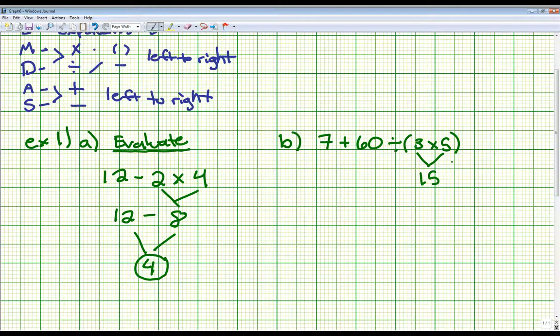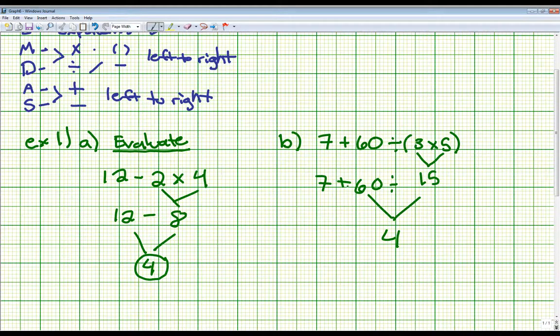The next thing we do is any exponents, but if I look here, there are no exponents in this sentence. Then we have multiplication and division from left to right. This is not multiplication or division, but this is. So 60 divided by 15, since that's now a 15, is what we're going to do next. So 60 divided by 15 will be our second step, and that's going to give us 4.